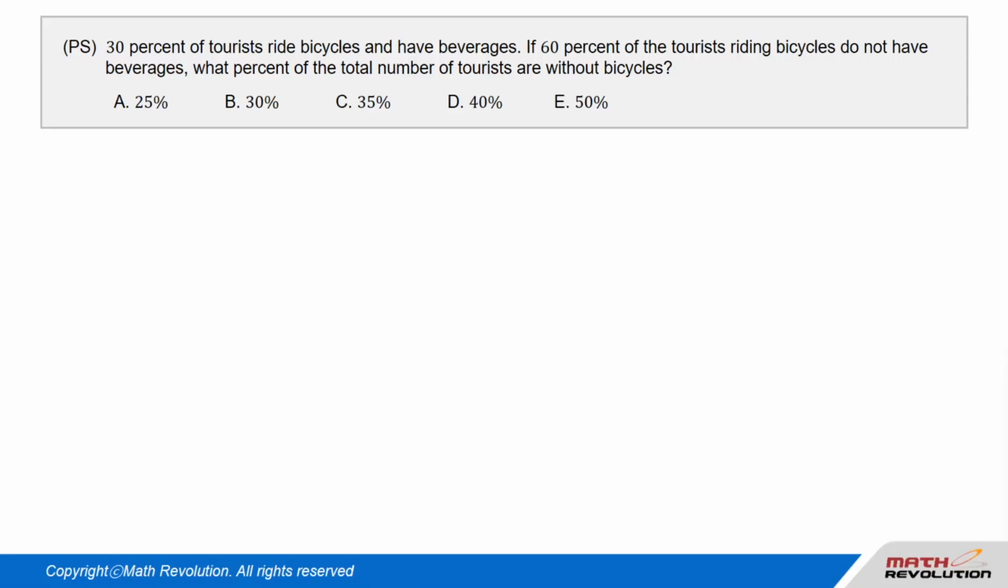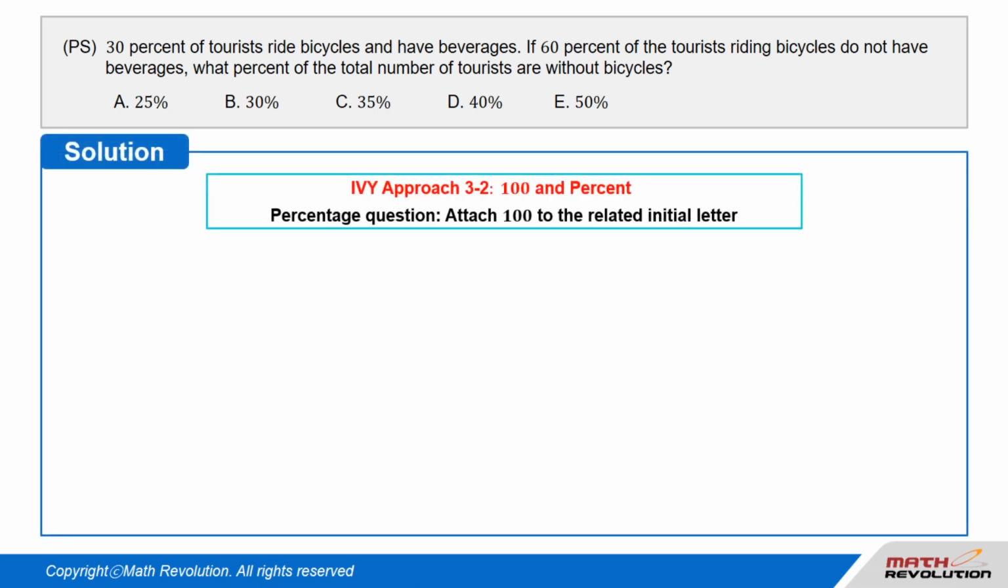Question. 30% of tourists ride bicycles and have beverages. If 60% of the tourists riding bicycles do not have beverages, what percent of the total number of tourists are without bicycles? Solution. IV approach: 3-2, 100 and percent.